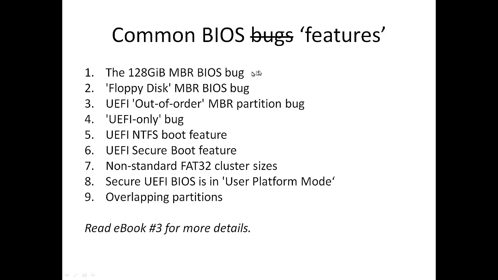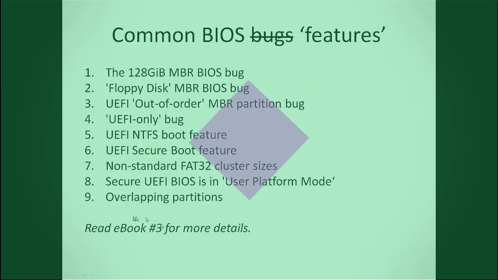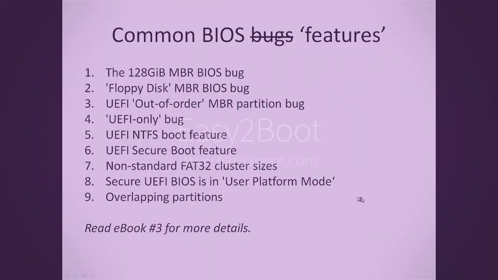This is just a quick word about common BIOS bugs or features that you might find across various systems. These are all described in a lot more detail in ebook number 3, and you need to be aware of them because they can prevent you from booting on UEFI FAT32 drives. It can give you errors, or even MBR booting can be blocked by some of these bugs. So it's worth finding out about them, and it will help you to plan how to make your E2B drive and how to arrange the partitions.